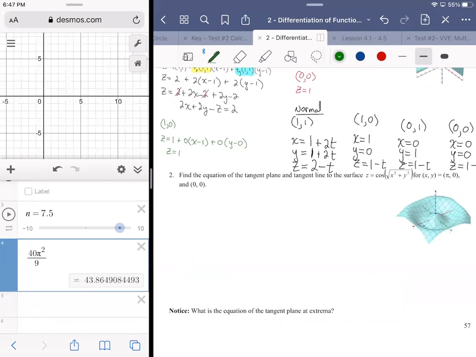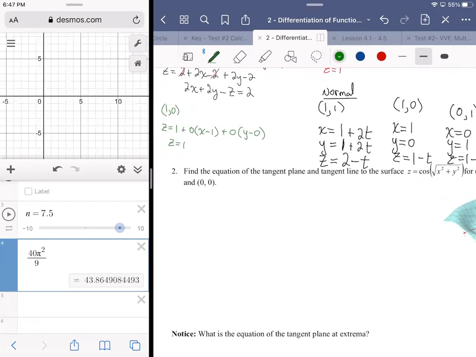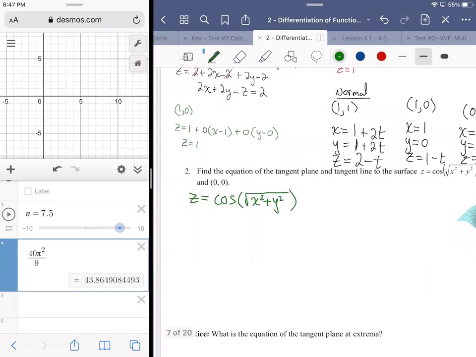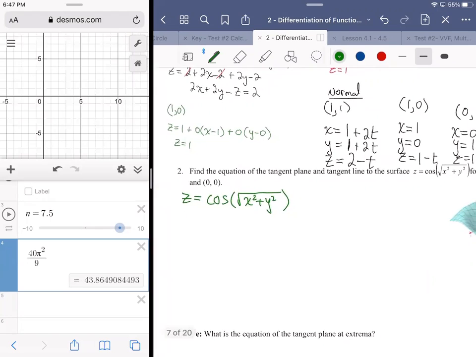All right. Find the equation of the tangent plane. All right, that's where we're starting. We know that we need partials. All right, so we have z is equal to, and remember, f of x comma y is thought of as z. And we're doing this for the a and b values of pi, 0 and 0, 0 respectively. But let's take care of that in a minute.